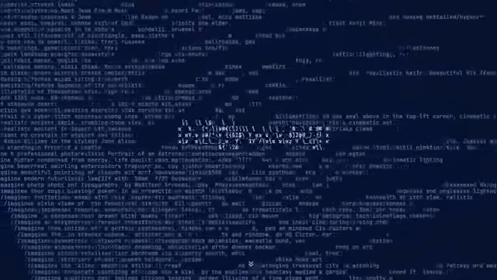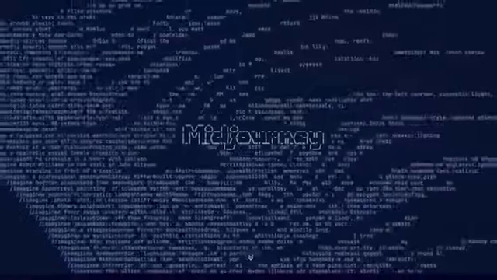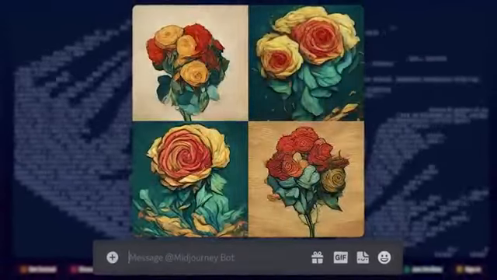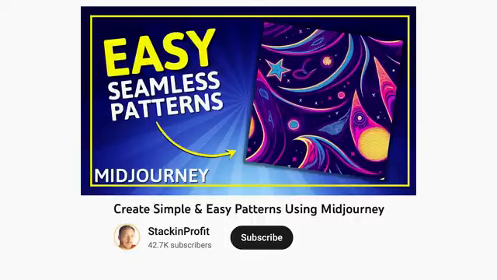See, Midjourney is an image generation AI, which I'm sure you're familiar with by now. You just give it a prompt, and it'll generate an image based on that prompt right before your eyes. But there is a little trick that not a lot of people know about. See, I came across this awesome video by Stack and Profit on YouTube, and he lays out how to create seamless pattern designs using Midjourney AI.